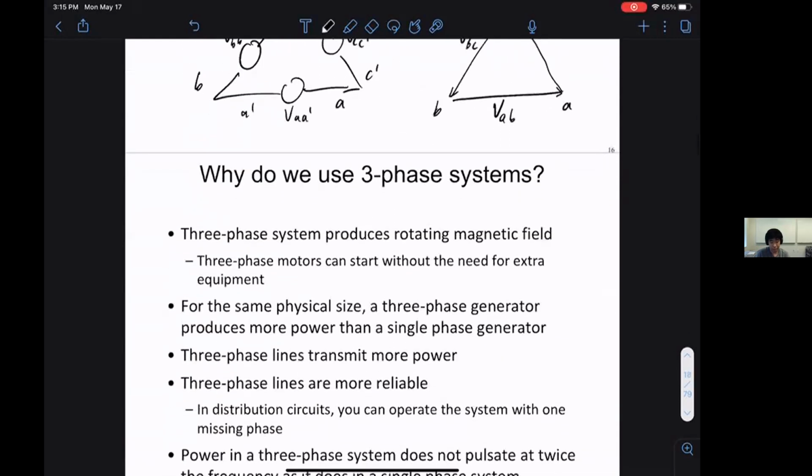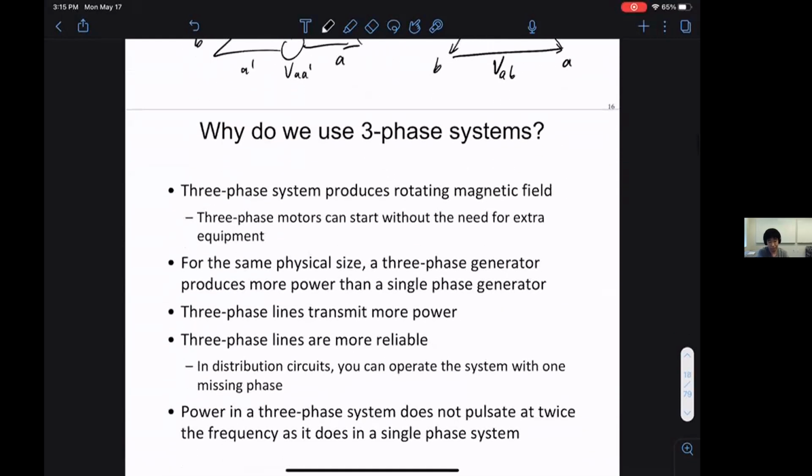So of course, again, to summarize, we use three-phase. There are many reasons we use three-phase. We can produce more power because we turn one generator into three generators. We can transmit more power. We can start a motor easier, which we'll see later. It's more redundancy: if one of the lines fails, you can still operate the other two lines as a single phase system, and so on.